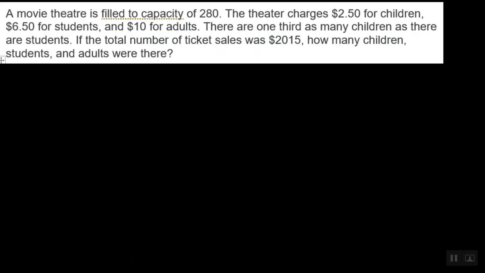Okay, in example 2, a movie theater is filled to capacity of 280. Guys, I really like this phrase, capacity. Capacity means the max number. Okay, so we know at some point we're going to have 280 somethings. Let's continue. The theater charges $2.50 for children. Now, I want to ask you, it says the movie theater is filled to a capacity of 280. Well, 280 what? Well, we could say 280 people.